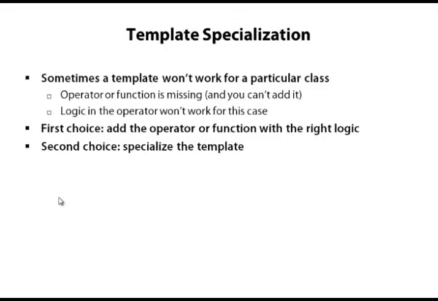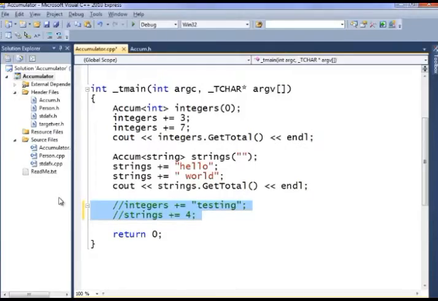Let's try to accumulate people. There's no operator plus defined for people, so it's not going to work. But that's good. That gives us an opportunity to write a specialization. Here's our accumulator class, as we saw at the end of the last demo, and you may have already noticed that person is already in this project.